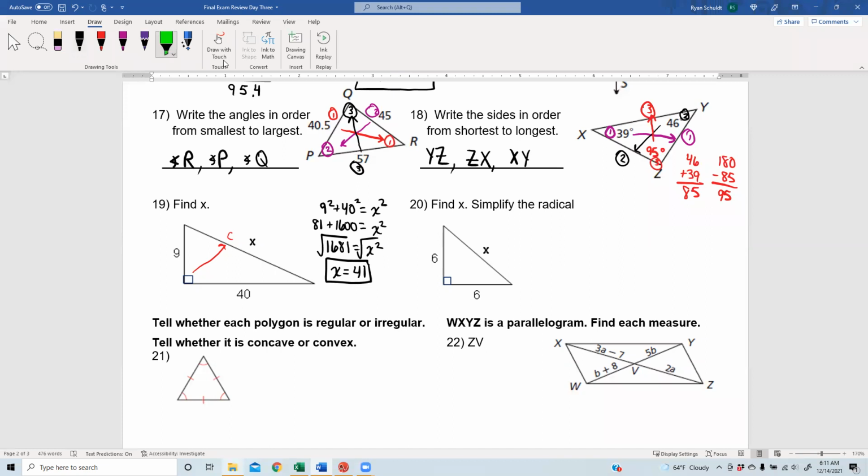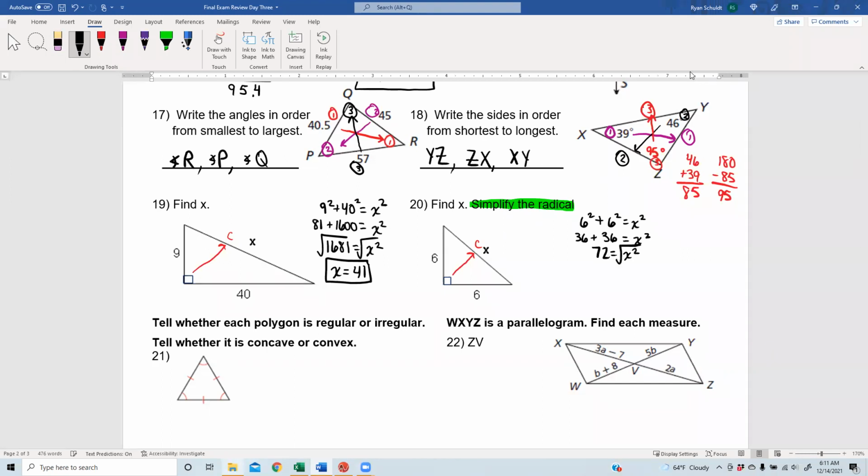Number 20 says find X, but this time we have to simplify the radical. So we're not going to put this as a decimal. We want a specific radical. So where's your C? It's right there. So set up the Pythagorean theorem. 6 squared plus 6 squared equals X squared. 6 squared is 36 plus 36 equals X squared. That's 72.